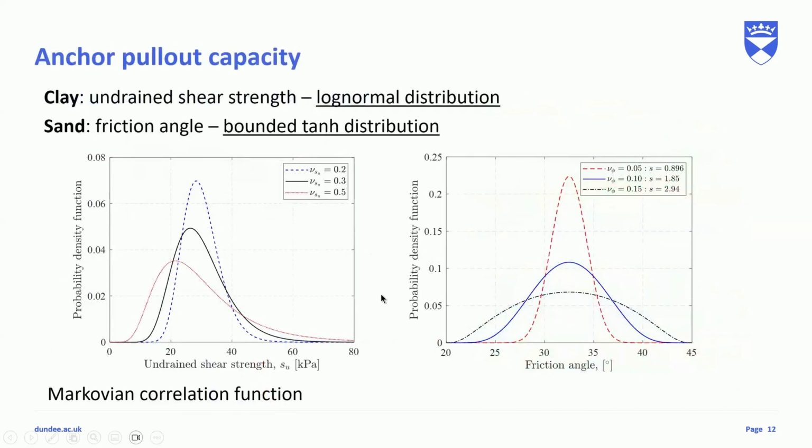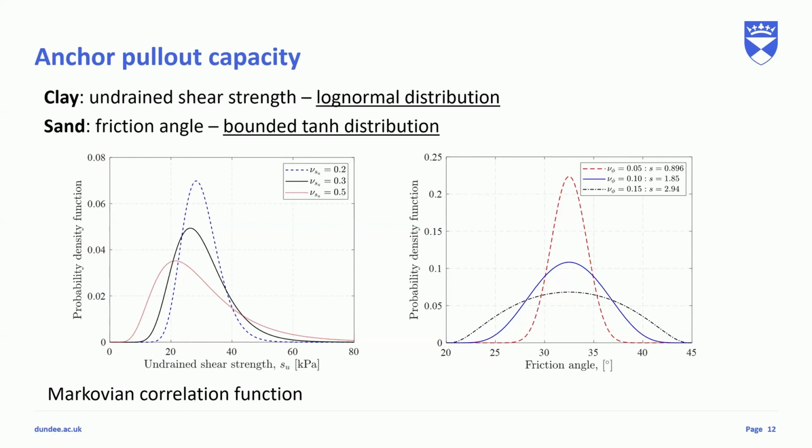So I'm going to give an example here. We're going to investigate clay and sand separately, as we always do in practice. Clay is characterized by the undrained strength. We assume it's a lognormal distribution. The main reason is that undrained strength should never be negative, so we use the lognormal distribution, which is always non-negative. And the sand is characterized by the friction angle, phi.